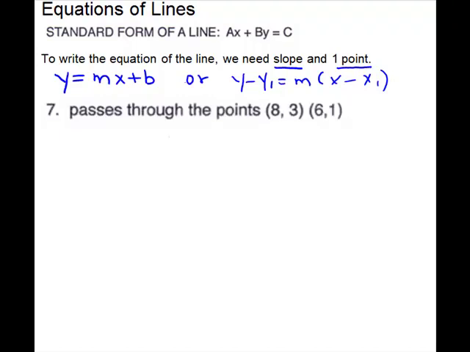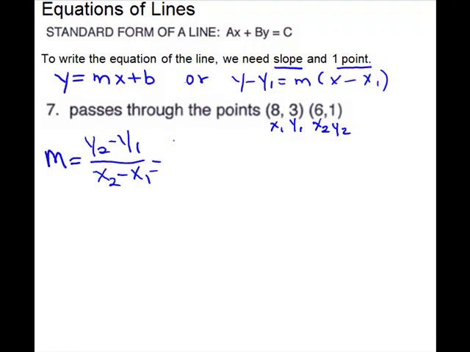For problem 7, we're just told that our line passes through these 2 points, (8, 3) and (6, 1). You have to have a slope and 1 point, so we are required first to find the slope. Remember, your formula for finding slope given 2 points is m equals y2 minus y1 over x2 minus x1. So we will plug in, label your points.